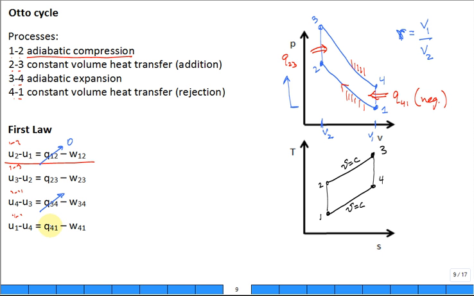Now let's look at the process from 2 to 3. Is the Q or any W 0? Is the work 2 to 3 0? And why is the work 2 to 3 0?